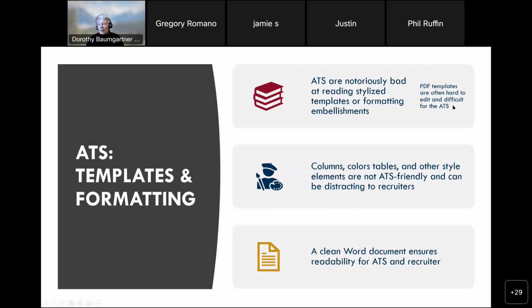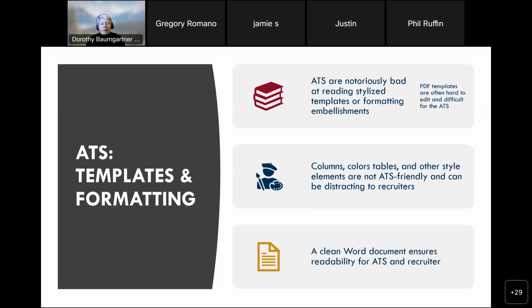You'll notice up here, in this comment, PDF templates are also something some applicant tracking systems have trouble with. So we recommend that unless a posting specifically says that they accept a PDF, you stick with a plainly formatted Microsoft Word document. And we've got lots of templates on our website. You can choose any of those, download them if you would like to do that.